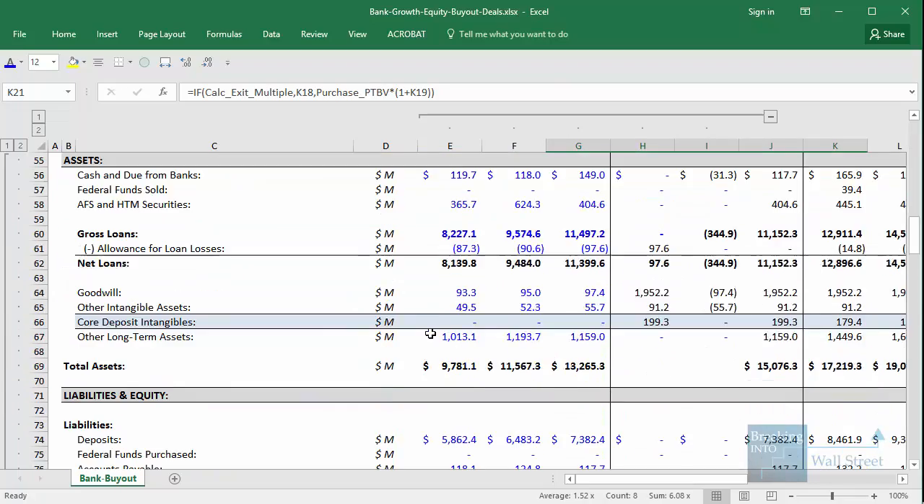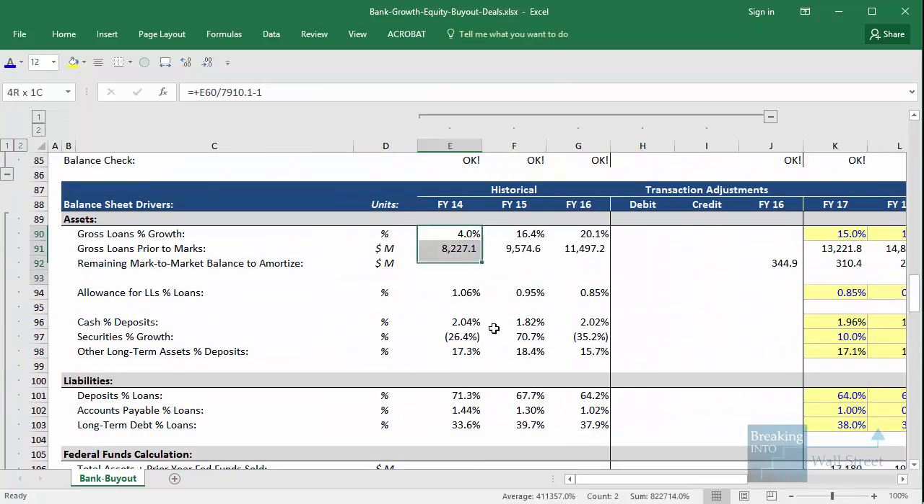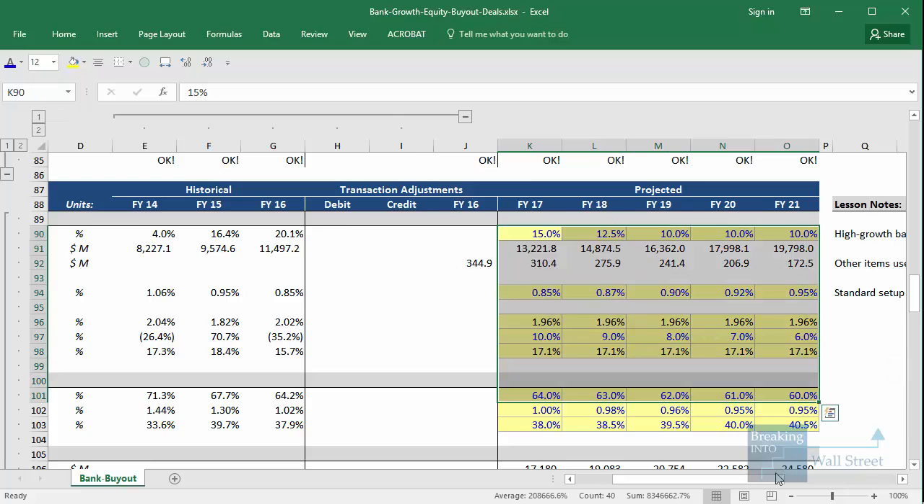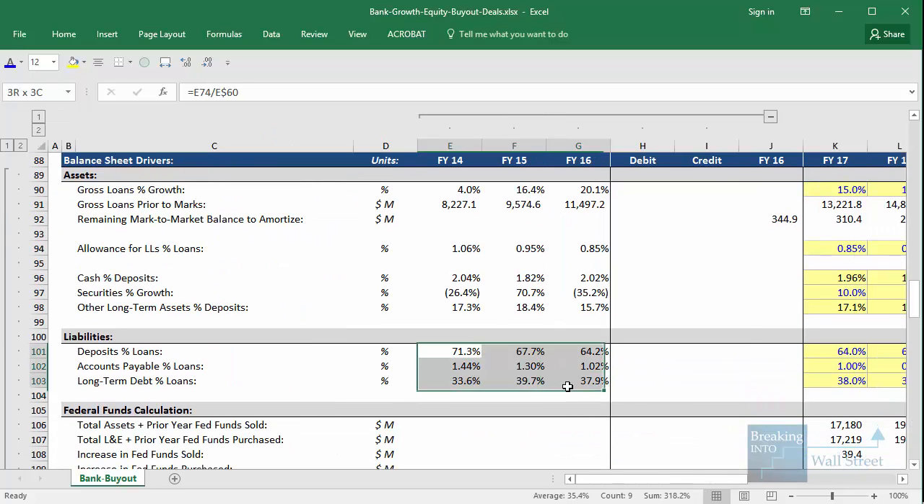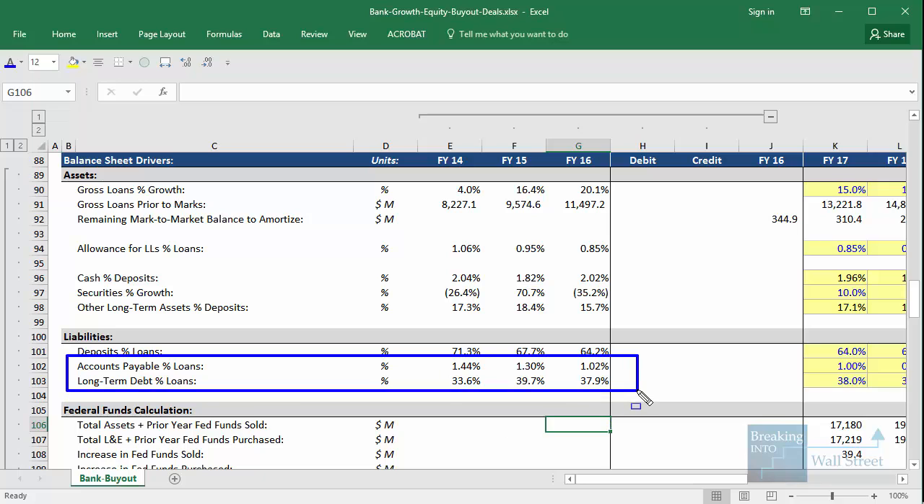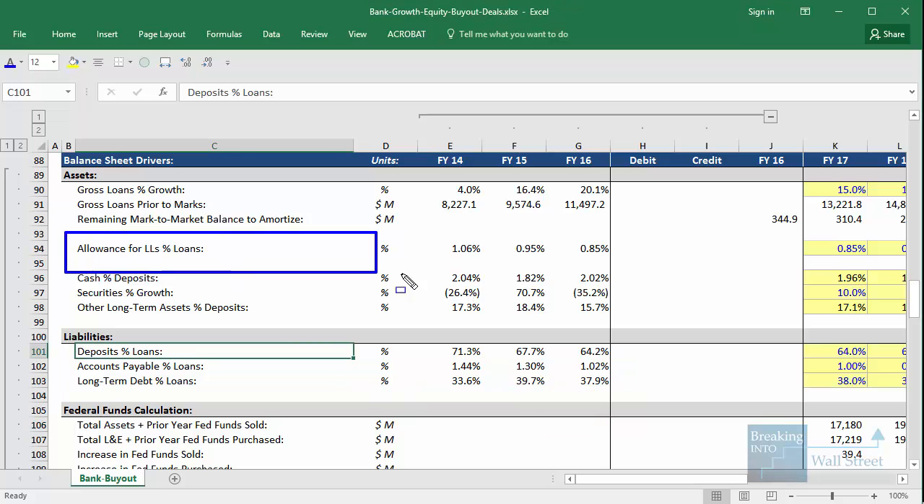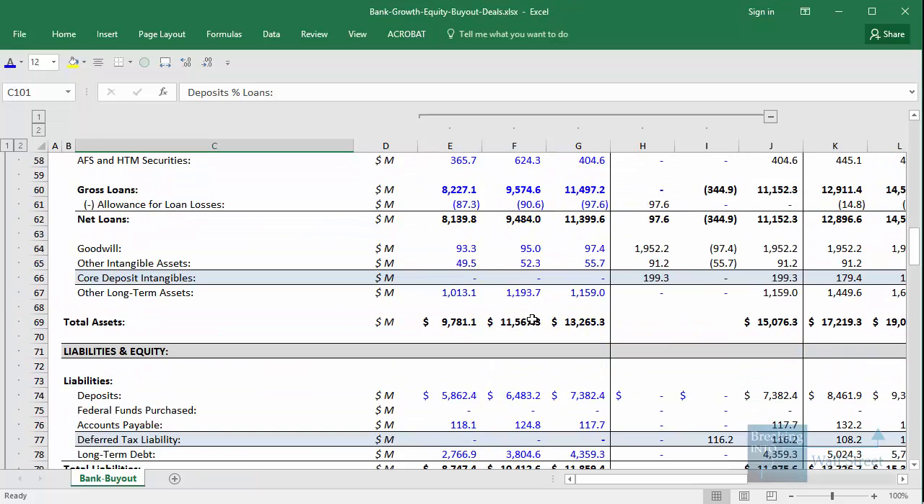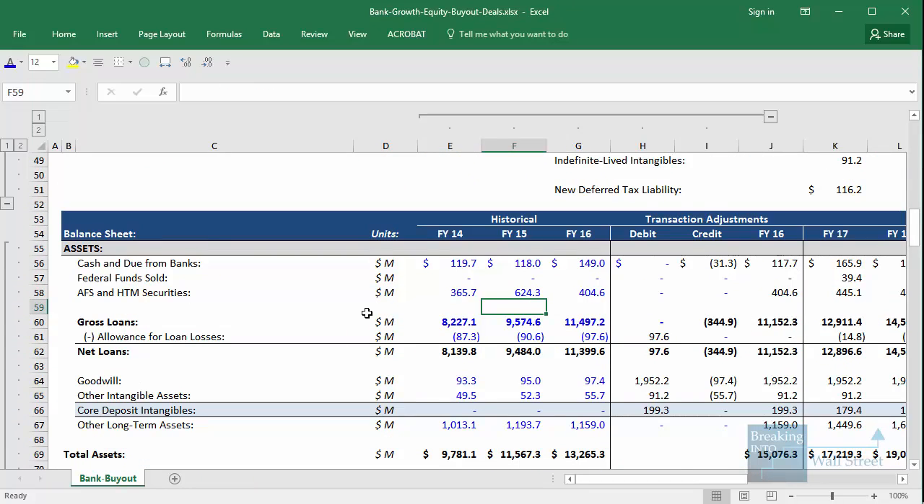For the operating assumptions, we've assumed a certain growth rate for the bank's gross loans. We've assumed that many of these items are percentages of the bank's deposits, and we've assumed deposits are also a percent of the bank's gross loans. And you can see many of these assumptions going forward over here. A lot of these other items are also percentages of loans, whether you're looking at long-term debt or accounts payable. And then on the other side of the balance sheet, the allowance for loan losses is also a percent of loans. So this is a very, very simple balance sheet because it's just intended to illustrate the basic concept of a bank leveraged buyout.